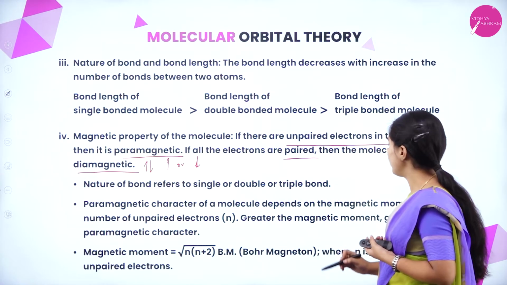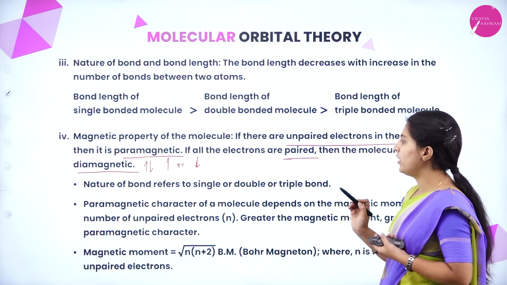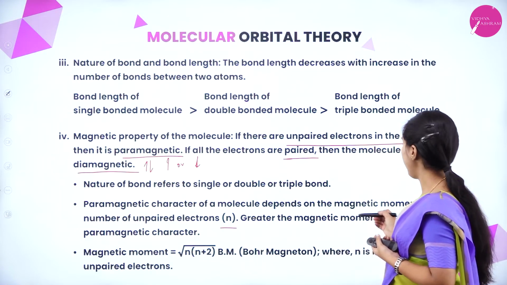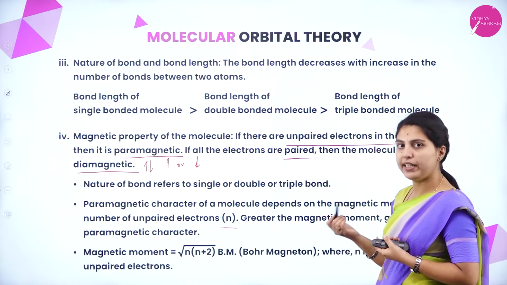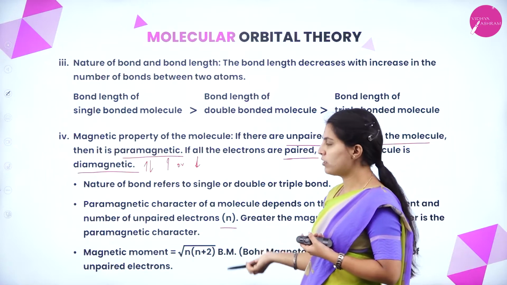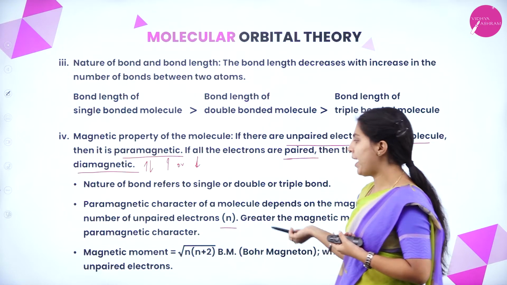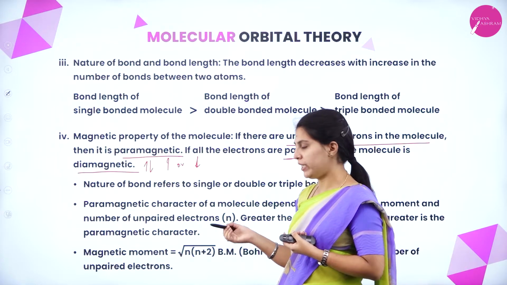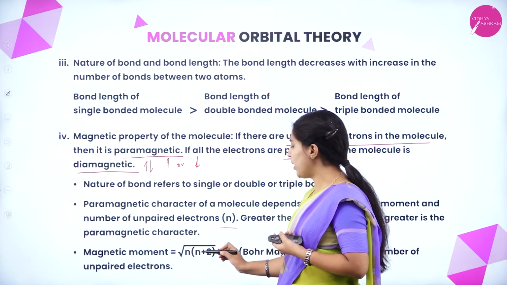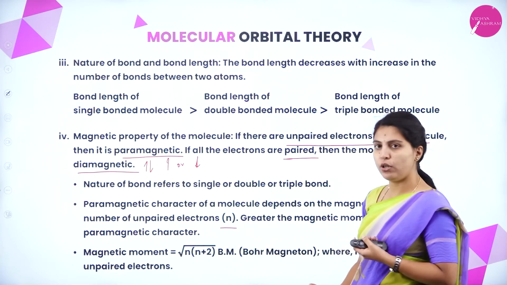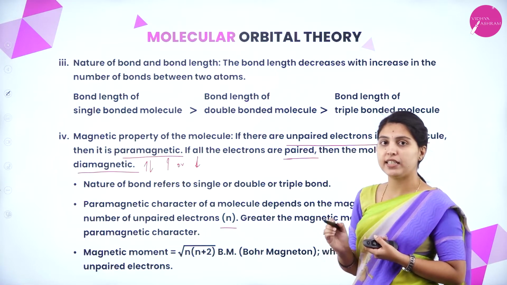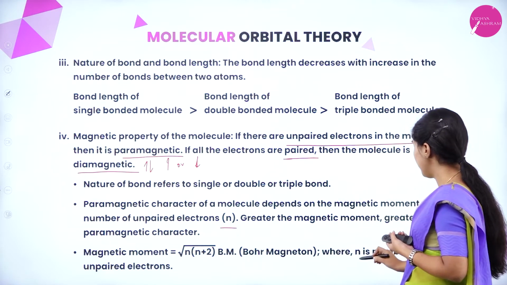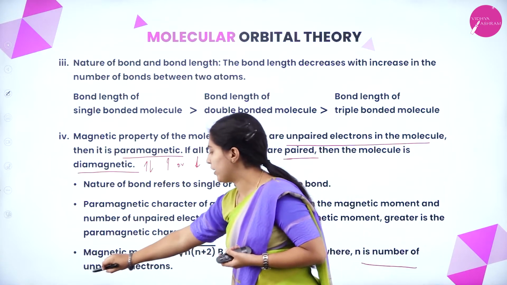Paramagnetic character of a molecule depends on the magnetic moment, which depends on the number of unpaired electrons, n. Greater the magnetic moment, greater is the paramagnetic character. If the number of unpaired electrons is much more, then the paramagnetic character will also be more. To find the magnetic moment, the formula is root of n into n plus 2, in Bohr magneton, where n is the number of unpaired electrons present in the molecule.